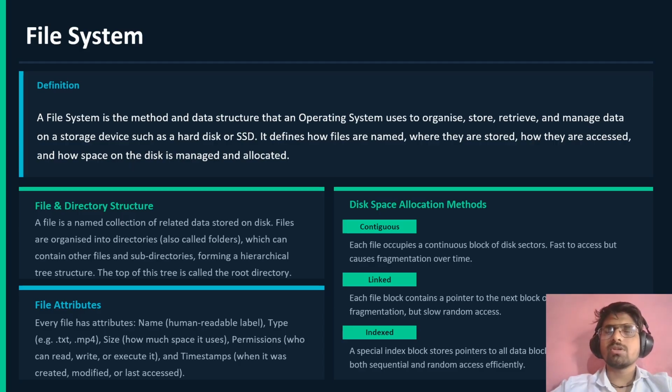The disk space allocation methods. Contiguous: each file occupies a continuous block of disk sectors, fast to access but causes fragmentation over time. Linked: each file block contains a pointer to the next block on the disk, no fragmentation but slow random access. Indexed: a special index block stores pointers to all data blocks of a file, supporting both sequential and random access efficiently.